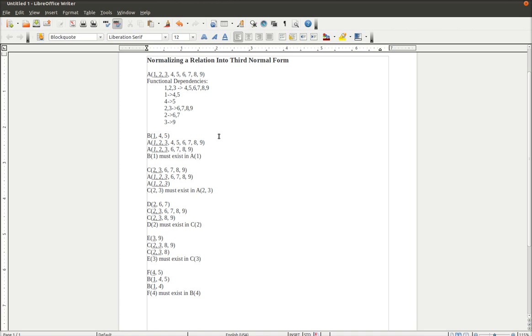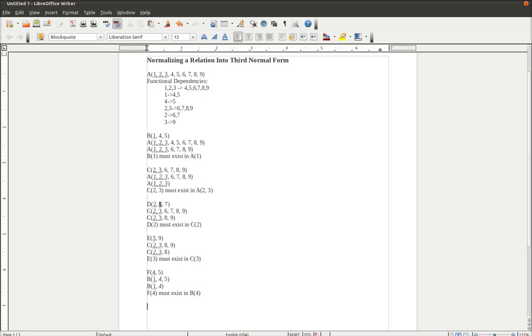So now we move on, we go to C, and we see that C is 2 and 3, determines 6, 7, 8, and 9. But actually, we can't use that one because later on C changes. So we have to look at C, 2, 3, 8. Now there's nothing wrong with this one because there's only a single non-key attribute, 8. And there's no way that 8 would be able to determine another non-key attribute because another non-key attribute doesn't exist in C.